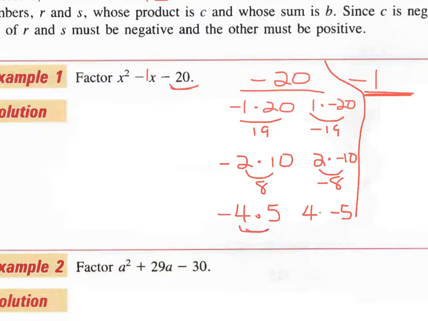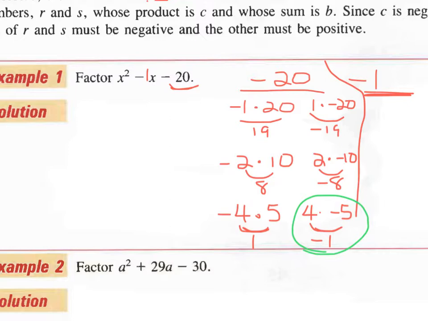So here, when I add these two, I get a positive 1. And when I add these two, I get a negative 1. Notice I just found the factors that will multiply to give me the negative 20, but who will also add to give me negative 1.